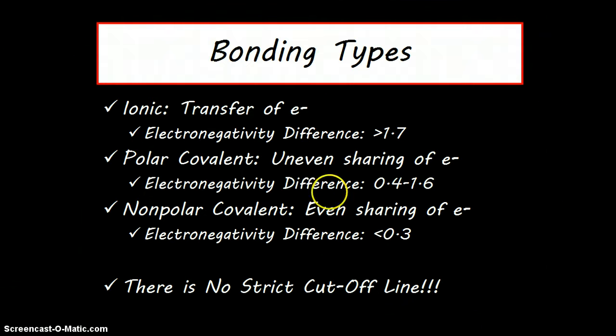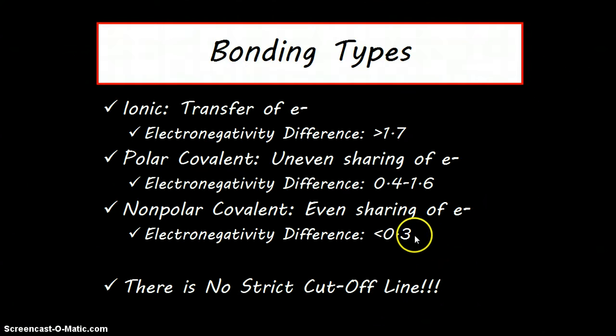Okay, the final type is called nonpolar covalent, and nonpolar covalent is an even sharing of electrons. That's because the electronegativity difference between the two is 0.3 or less. And because it's that low, neither side really wants it more than the other, so they have this mutual sharing. Now, what I want you to recognize is there is no strict cutoff line here.